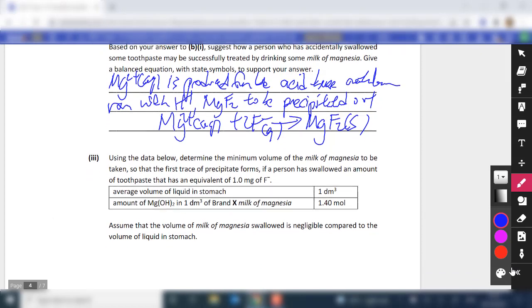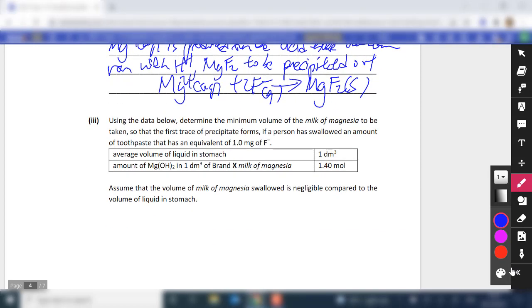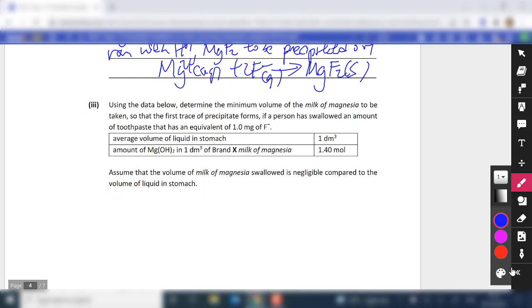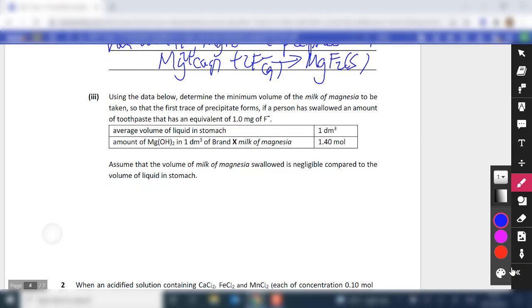Okay, so that should be fine. And then after that, for part 3, using the data below, determine the minimum volume of the milk of magnesia to be taken so that the first trace of precipitate forms if a person has swallowed an amount of toothpaste that is equivalent to 1.0 milligrams of fluoride. So you are given the average volume of liquid in the stomach, a sample volume which is 1 dm cube, and the amount of magnesium hydroxide in 1 dm cube of brand X. So I think they deliberately make the numbers easier.